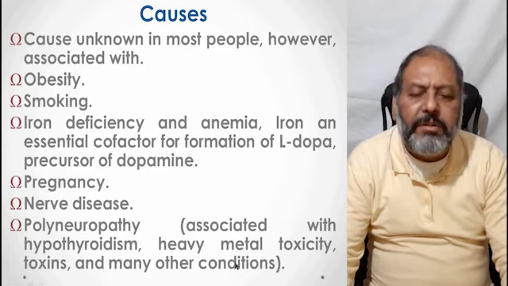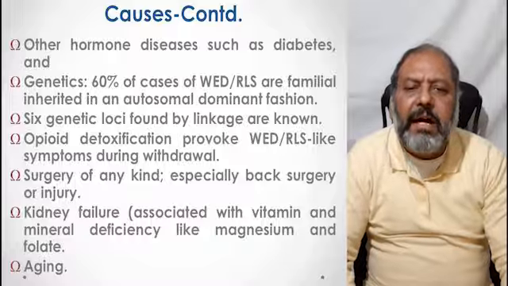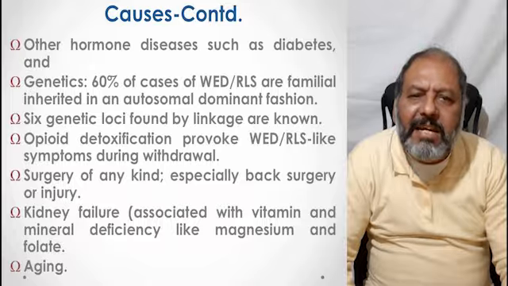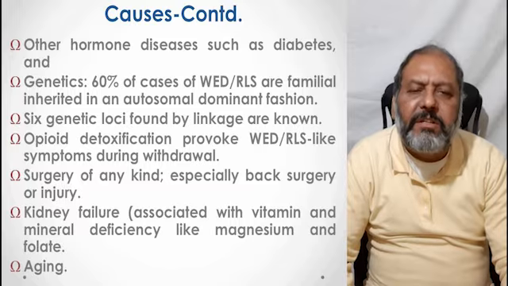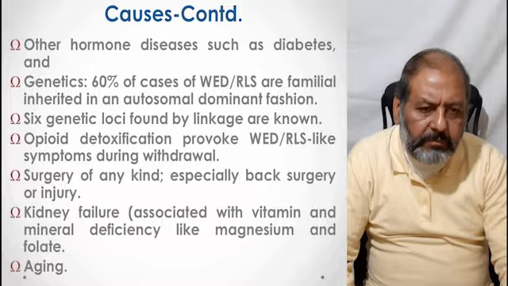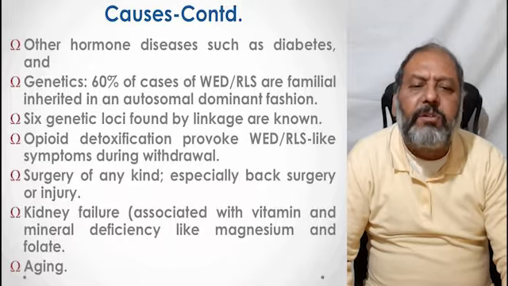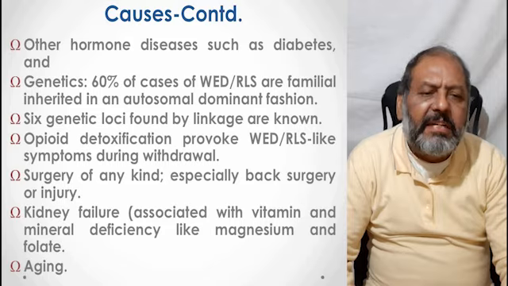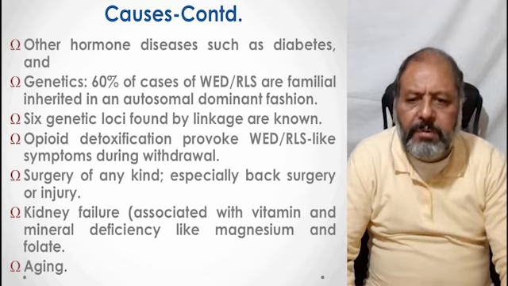Now, continuing the causes, other hormone diseases like diabetes and genetics have some role. 60% of cases of WED or RLS are familial, inherited in an autosomal dominant fashion. Six genetic loci have been found by linkage for this problem.